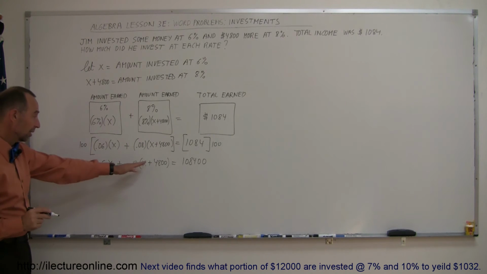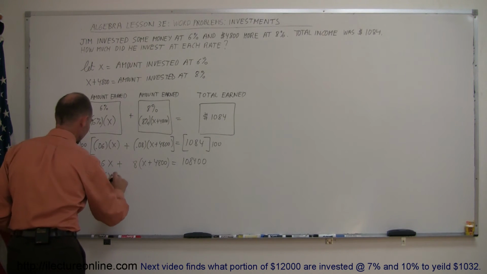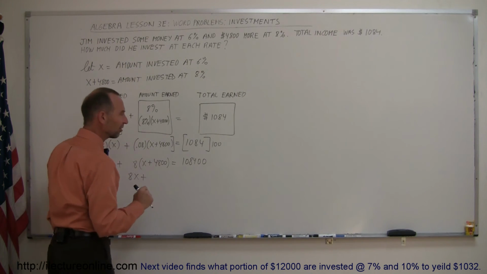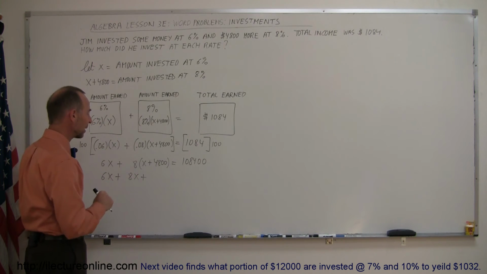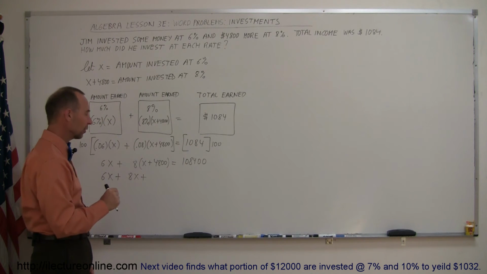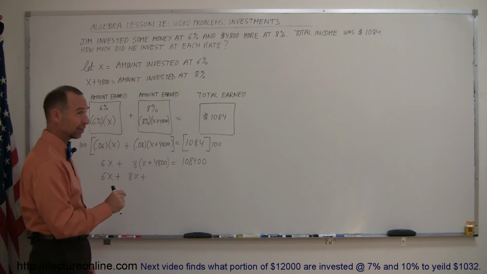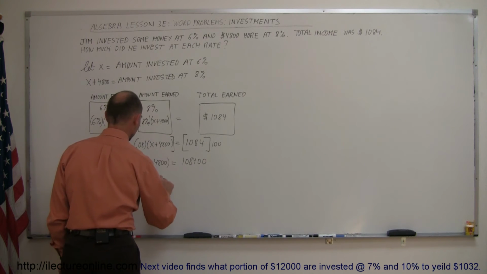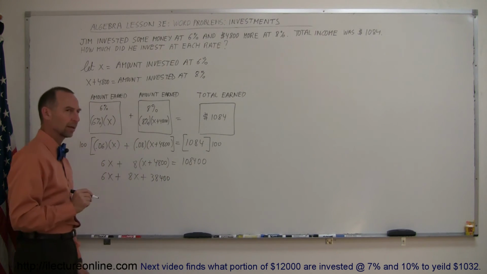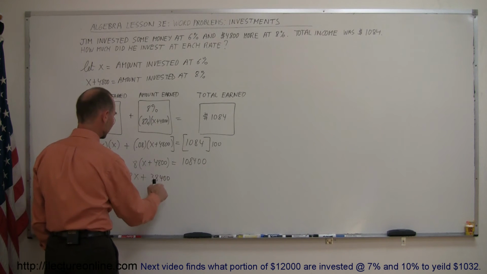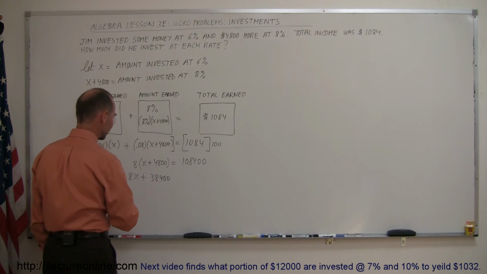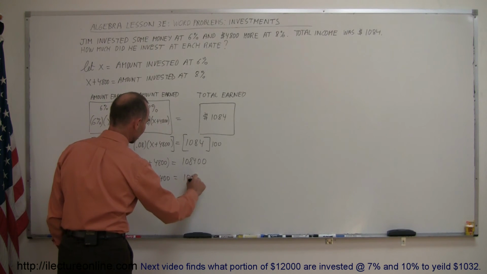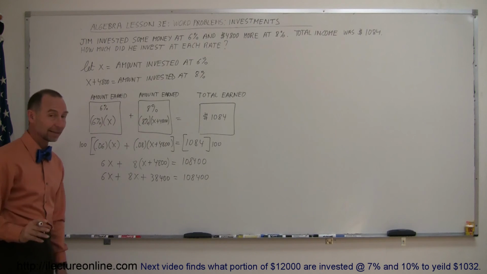Okay, now let's get rid of these parentheses. So that's 6x plus 8x plus 8 times 4,800. That's the same as 8 times 5,000 minus 8 times 200. 8 times 5,000 is 40,000. 8 times 200 is 1,600. That means 40,000 minus 1,600 is 38,400. Quick check: 8 times 8 is 64, that's 4 remains 6. 6 times 8 times 4 is 32 plus 6 is 38. That's correct. Equals 108,400.